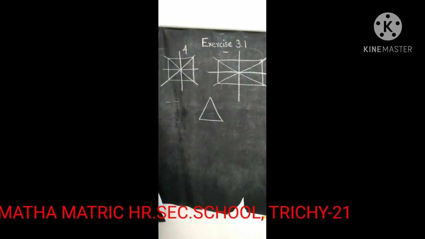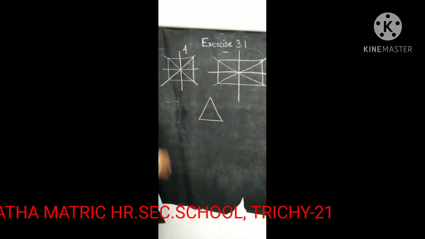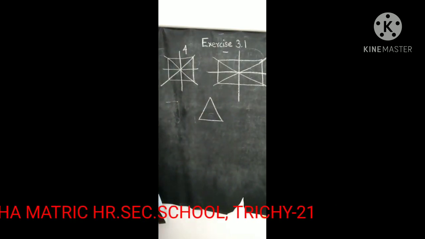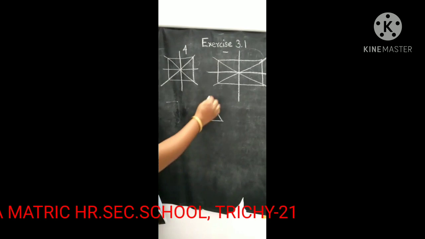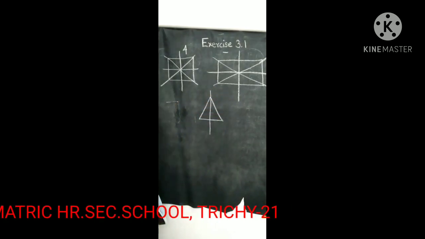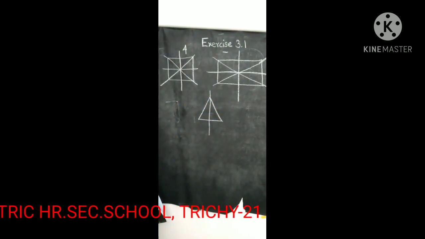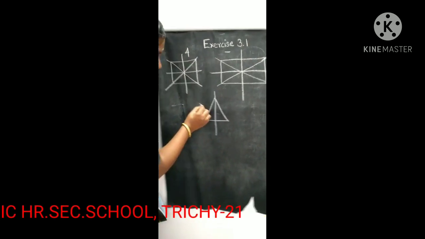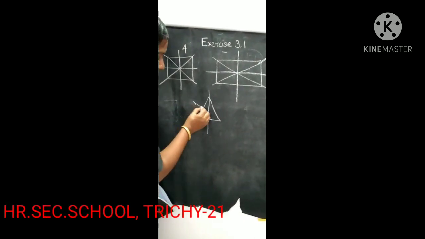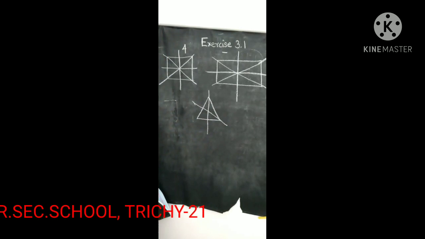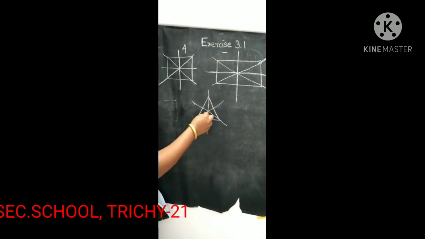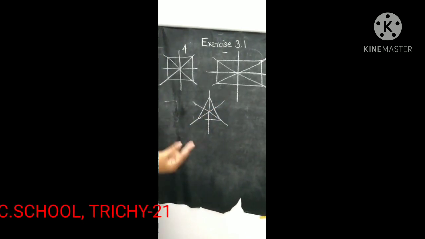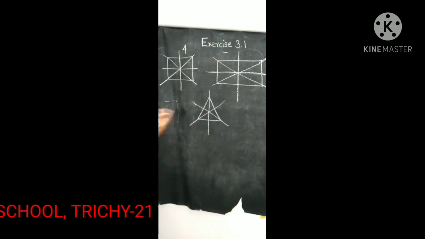Okay, now let's move to the triangle. See, how many symmetric lines can you draw in this triangle? 1, 2, 3. So you can draw 3 symmetric lines in a triangle. Okay, now let's see the next one.